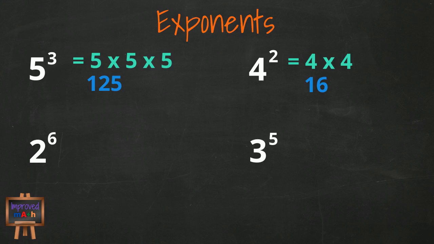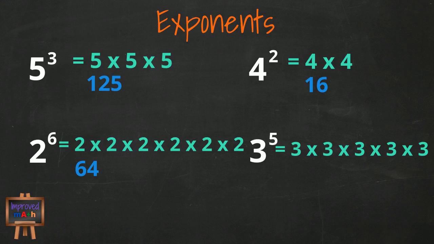Let's look at number 3. We would say this as 2 to the 6th power, or just 2 to the 6th. It represents 2 times 2 times 2 times 2 times 2 times 2. 2 times 2 is 4, times 2 is 8, times 2 is 16, times 2 is 32, times 2 is 64. And finally, 3 to the 5th power, or 3 to the 5th. 3 raised to the 5th power. It simply means 3 times 3 times 3 times 3 times 3. 3 times 3 is 9, times 3 is 27, times 3 is 81, times 3 is 243.